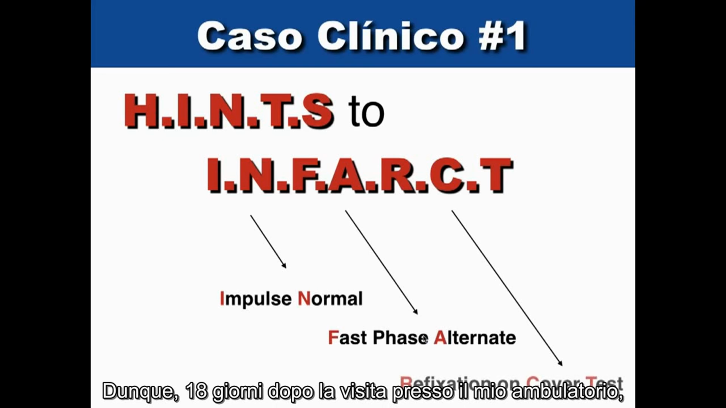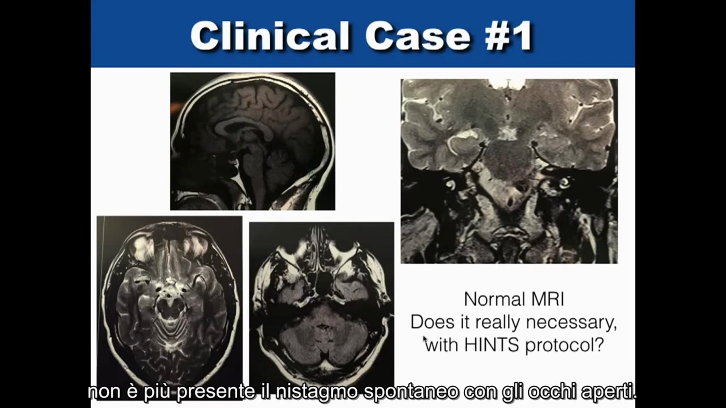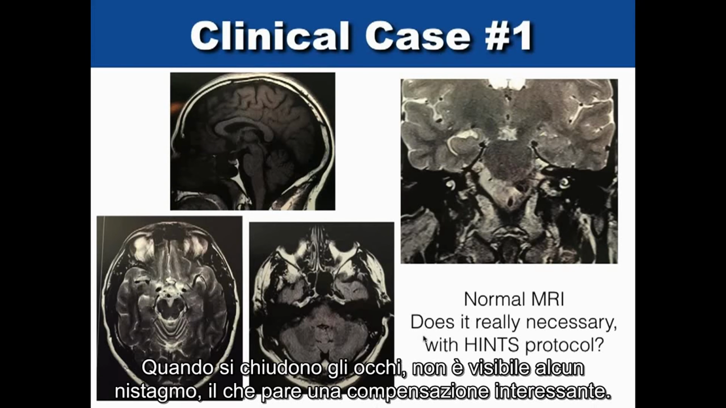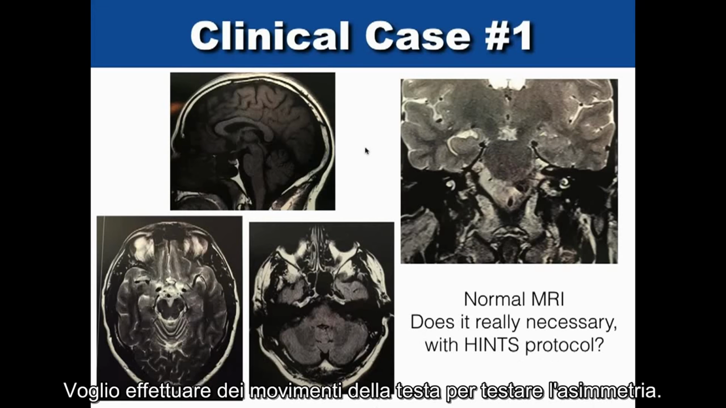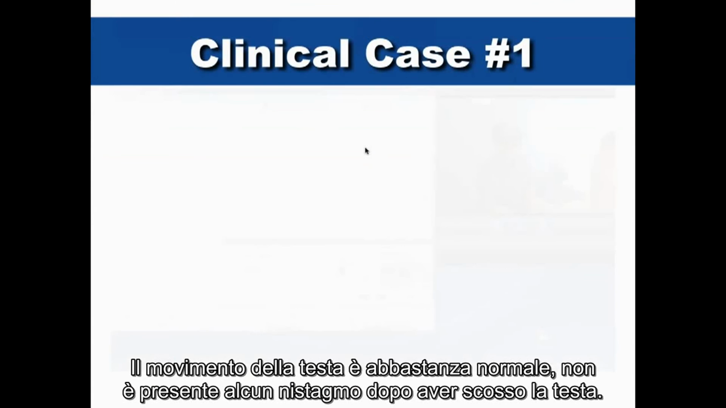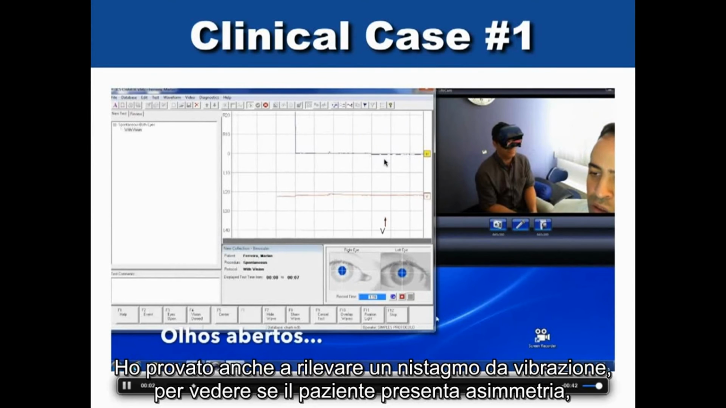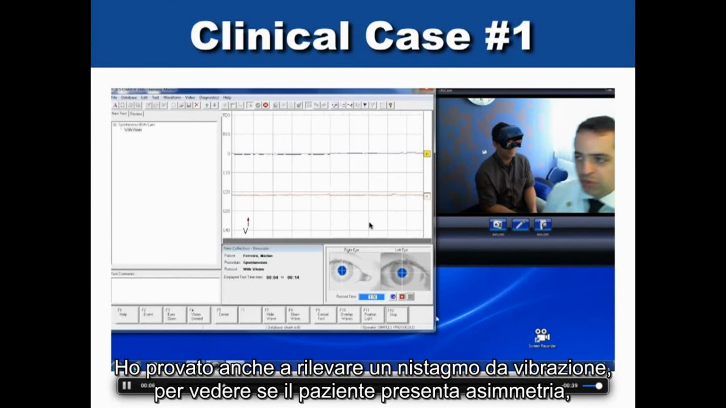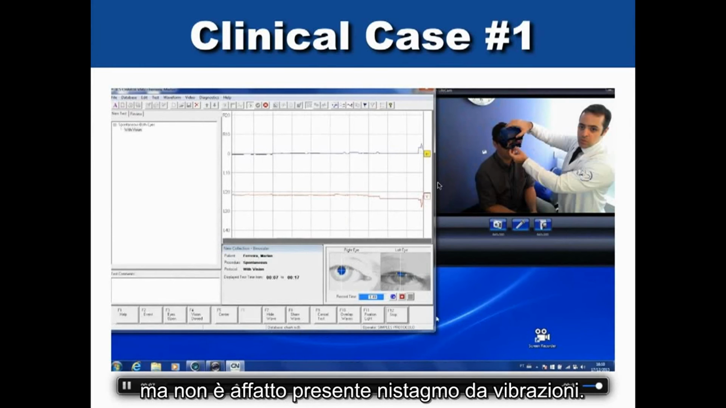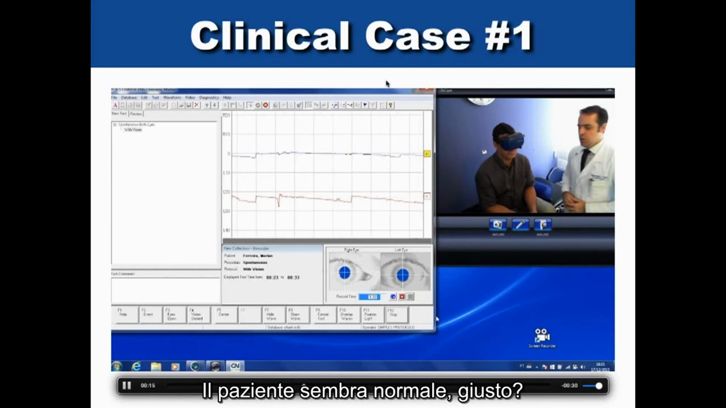So 18 days after that, he came to my office, and you see there is no spontaneous nystagmus anymore with the eyes open, right? And with the eyes closed, you see no nystagmus anymore, which seems pretty nicely compensated. I did some head shaking in an attempt to test the asymmetry, and the head shaking is quite normal. There is no nystagmus after the head shaking. I did a vibration test as well, trying to see if the patient has any asymmetry, and there is no vibration nystagmus at all. So this patient seems pretty normal, right?